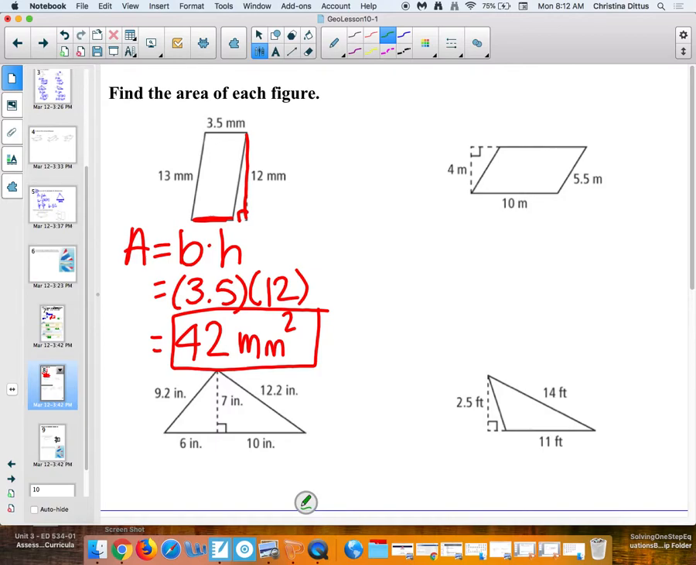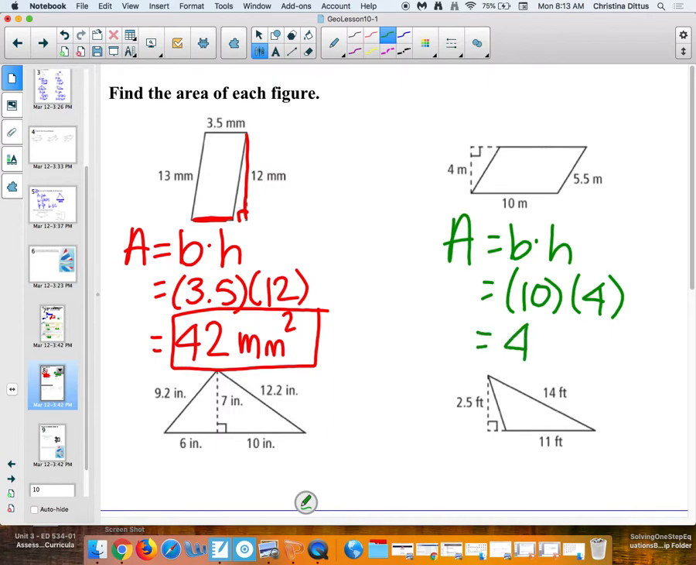Parallelogram again. What's my area of parallelogram formula? Base times height. This one looks more normal. What's my base? 10. And my height is 4. How do I know it's 4? Because of the right angle, the 90-degree thing. So what's my area? 40 meters squared. Thank you.